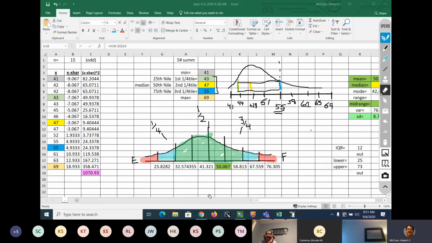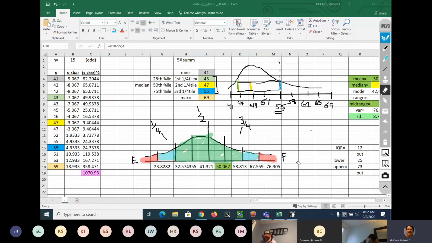But anyway, depending on the question, it may ask you for the interquartile range, or it may ask you for an outlier with the empirical rule. So now you know how to do both. We're talking about 25 versus 24 and 73 versus 76. So you see they're not far off from each other.